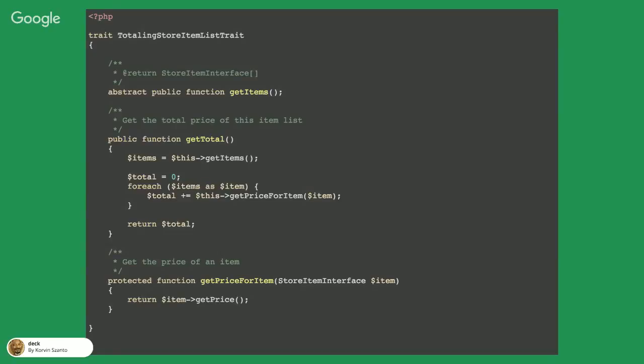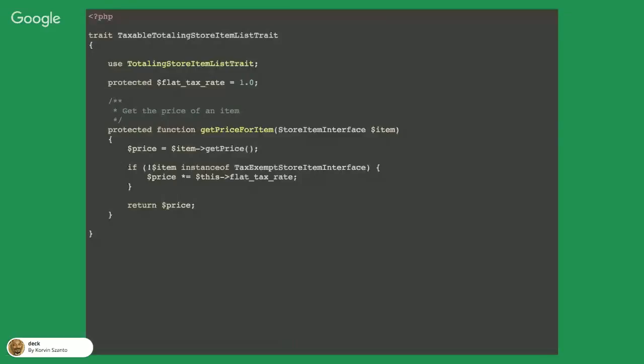But since taxing is a requirement for any store, we're going to need to implement taxing. But I think we can probably do this with a trait. So let's look at that. So this trait extends that last trait we saw. You can tell because it has a use statement right here. It says use totaling store item list trait. That tells PHP that this trait also includes everything on the previous trait. So since we already have that get total method, we don't have to define it anymore.